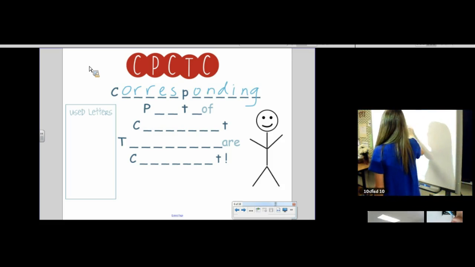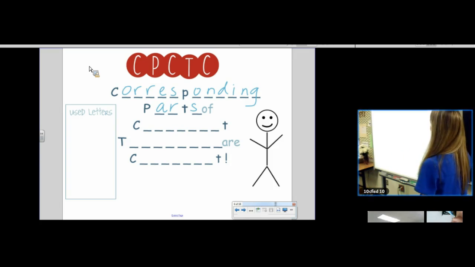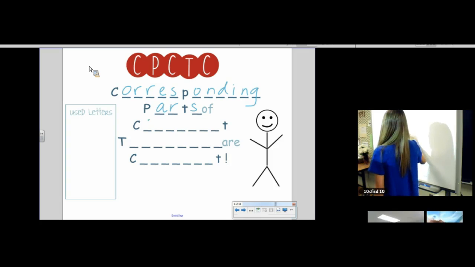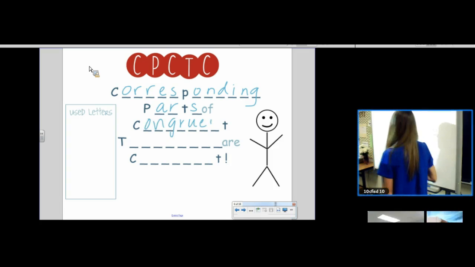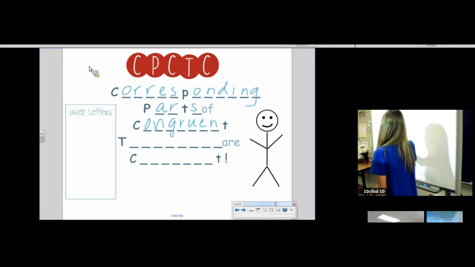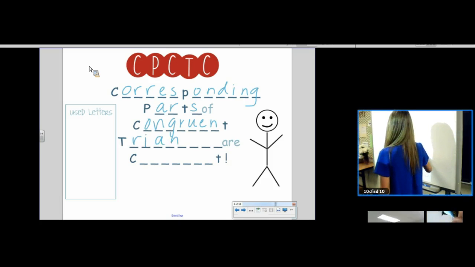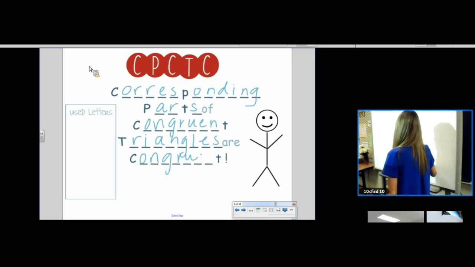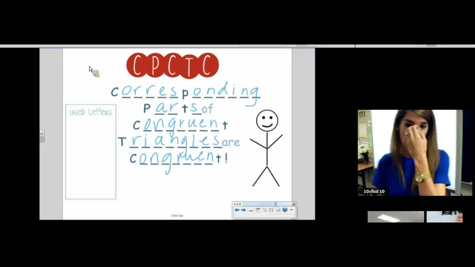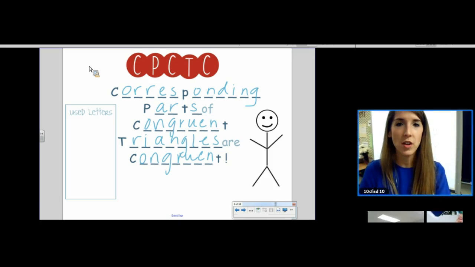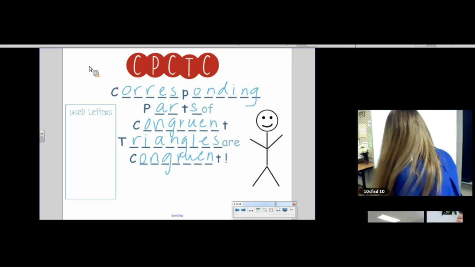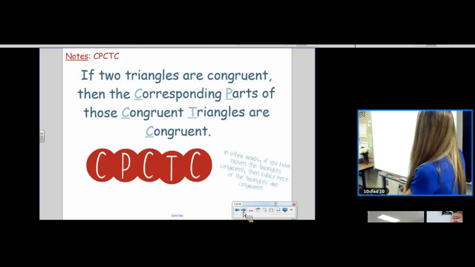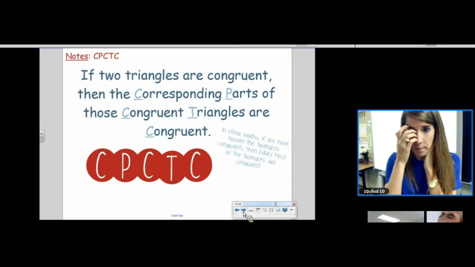Corresponding parts of congruent triangles are congruent. CPCTC, corresponding parts of congruent triangles are congruent. I have a poem for you. So here's what I want to say about CPCTC, and then I'll do my poem.